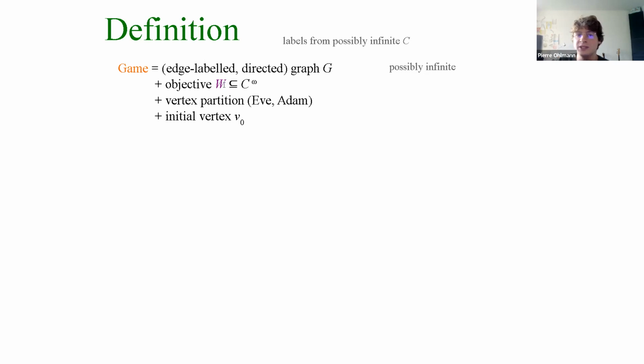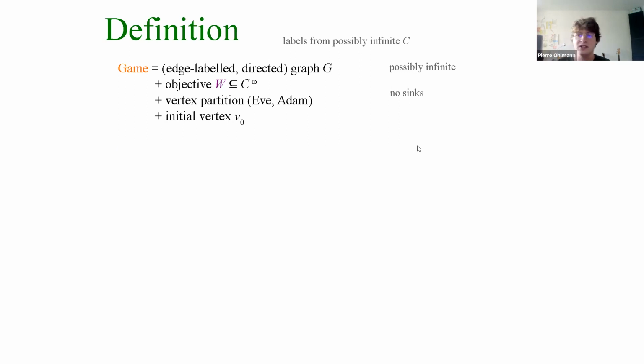And in the game, we also specify an objective, which is a set of infinite sequences of colors. We specify a vertex partition between Eve and Adam and an initial vertex. And we will always assume that every graph that we consider in this talk doesn't have any sink. So you can make all of this work while allowing sinks, but it's just simpler to assume that there's no sink appearing anywhere. Okay, why no sink? Because I want the play to go on forever. So from every vertex, there should be an outgoing edge, at least one.